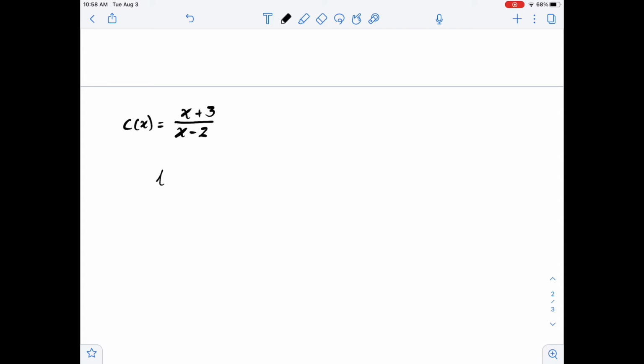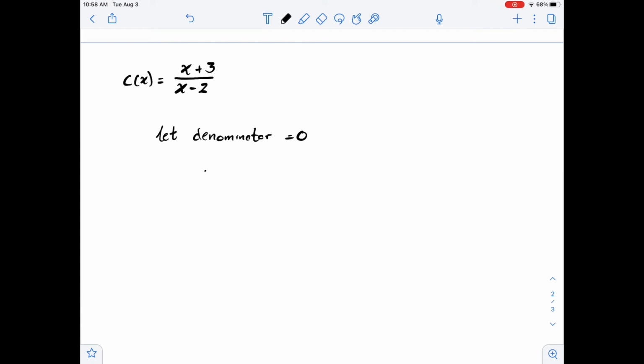It's the same every time. It's going to get a little boring. Let my denominator equal 0 and solve. That's what you're going to do. All right, so my denominator is x minus 2. So I'm going to let x minus 2 equal 0 and then solve. Well, that's very straightforward, even more straightforward than our previous example. x minus 2 is equal to 0. To solve this, simply add 2 to both sides and I get x equals 2.